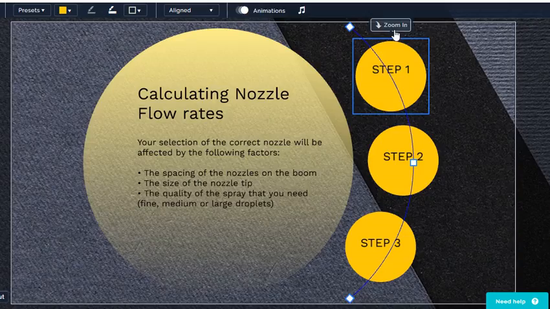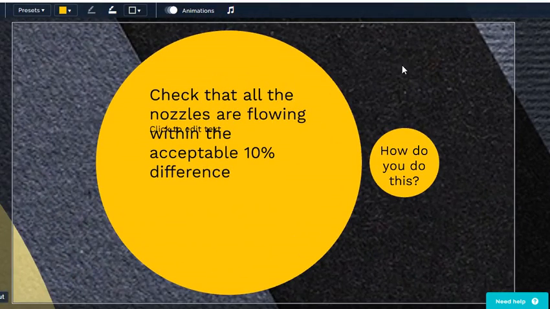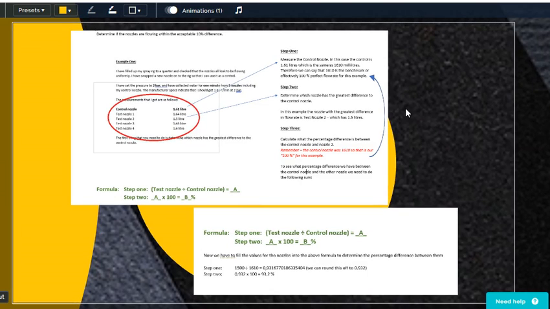Alright, the first thing you're going to be able to do is work out whether or not a nozzle is safe to be using. The example that you've got in your textbook or in your learner guide shows you how to do this. It highlights the different flow rates between your control nozzle and 4 other nozzles that you've tested. It says firstly measure the control nozzle.